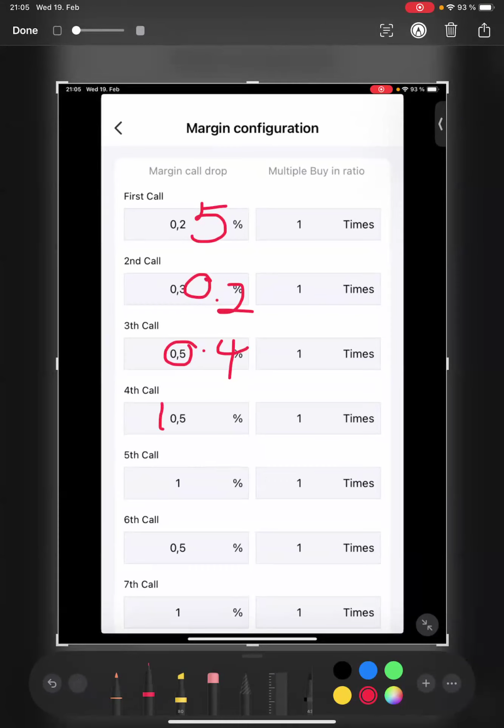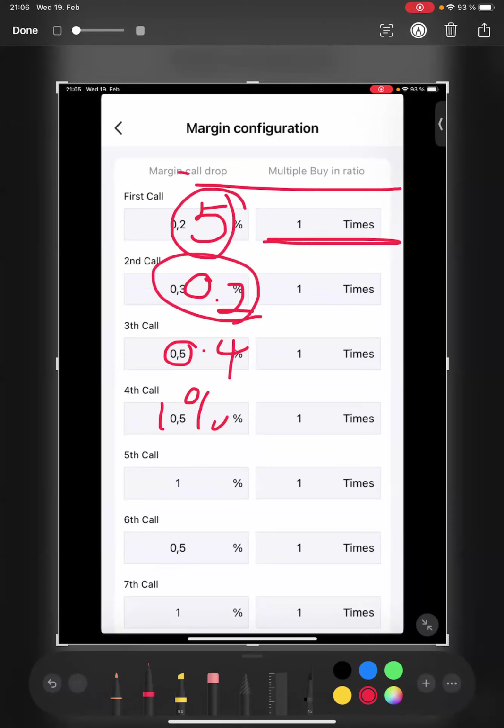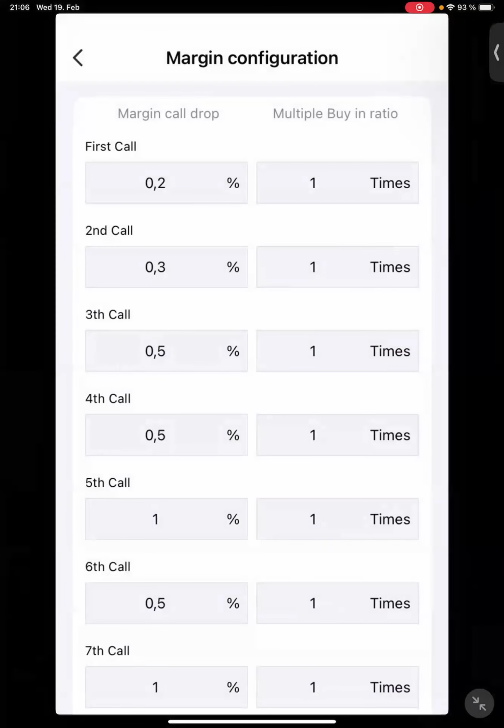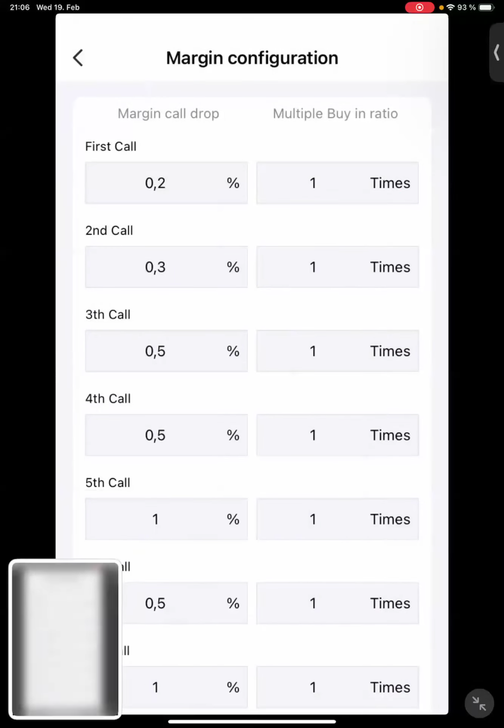Then 1%. What are you trying to achieve? So you want the robot to wait. After your first buying amount, it should drop 5% before you buy one time. Then later, when it drops by 0.2 before it buys another time, it's always good for you to let the first to the fourth core buy faster.